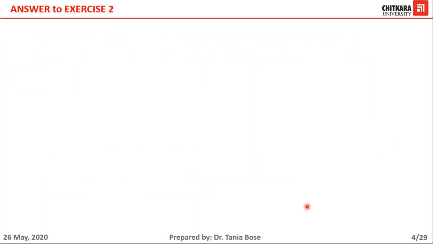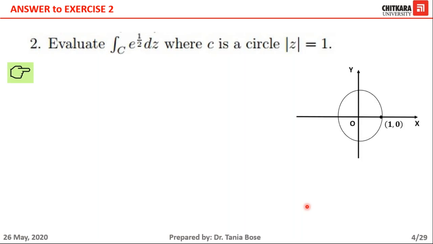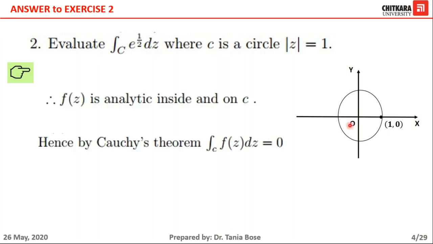Okay, so the next question is, evaluate e to the power half dz, where C is a circle, mod z equal to 1, right? Now in this question, you can see that the function is simply e to the power half, and the given circle is centered at the origin, and the radius is 1. So there is no denominator. If there is no denominator, that means the function is the safest one. There is no problematic point. The function is analytic, or it is defined everywhere, right? So in this case, the function is analytic everywhere inside the given circle. And hence, if it is analytic inside, by Cauchy's theorem, the integral of the function happens to be 0, right? So I hope all of you got the answers correct for both these questions.